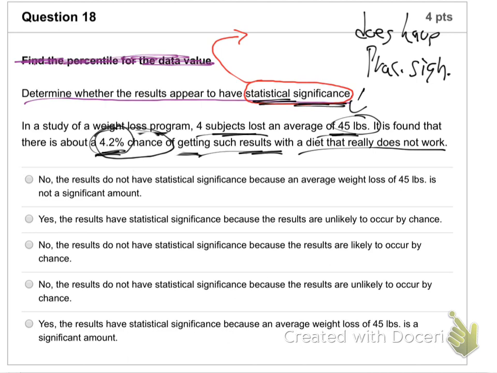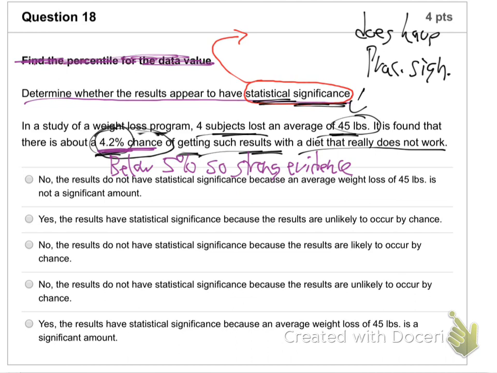That's a lot of weight. That practically makes a difference. But what they're asking me about is this. So if that's below 5%, so it's strong evidence. Anytime the probability is less than 5% that it happened by random chance, that we just got a lucky group, we don't believe it was luck. We believe something caused it. The diet really made a difference.